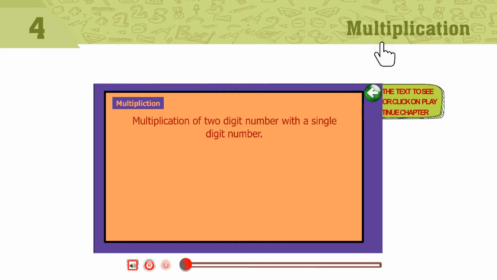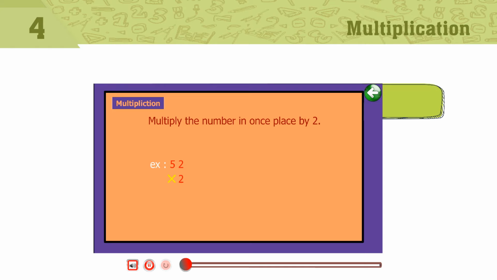Multiplication of a two-digit number with a single-digit number. 54 into 2. Step 1. Multiply the number in ones place by 2. 2 into 4 is equal to 8. Write down the answer below the ones digit, that is 8. Next, multiply the number in tens place by 2. 2 into 5 is equal to 10. Thus, the answer is 108.